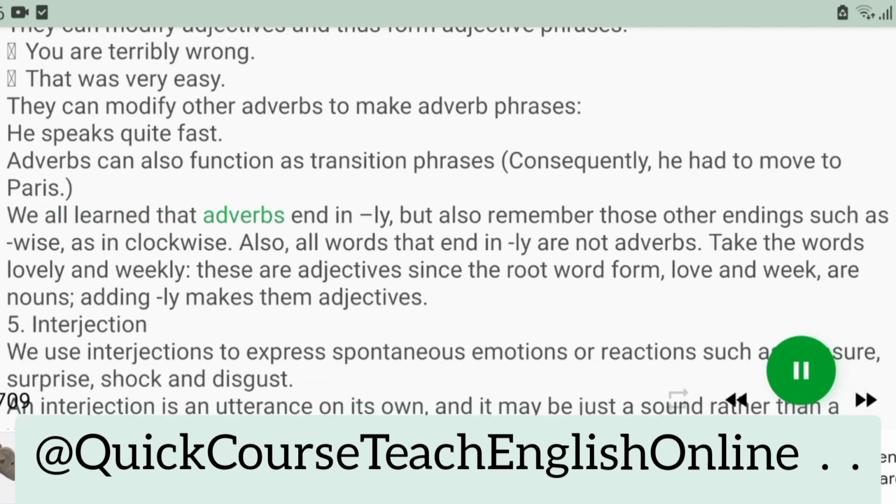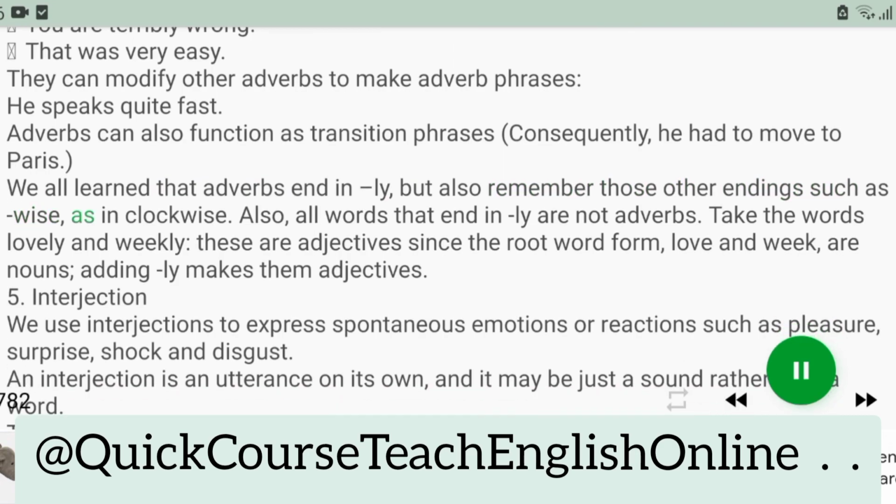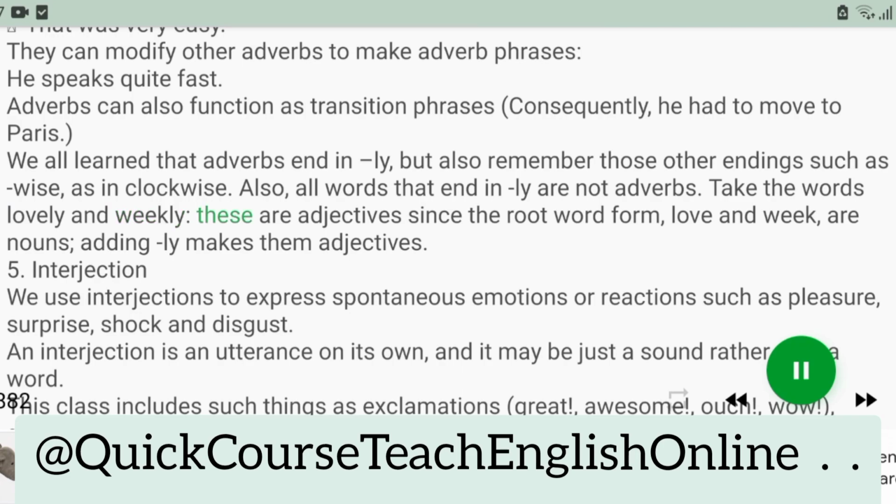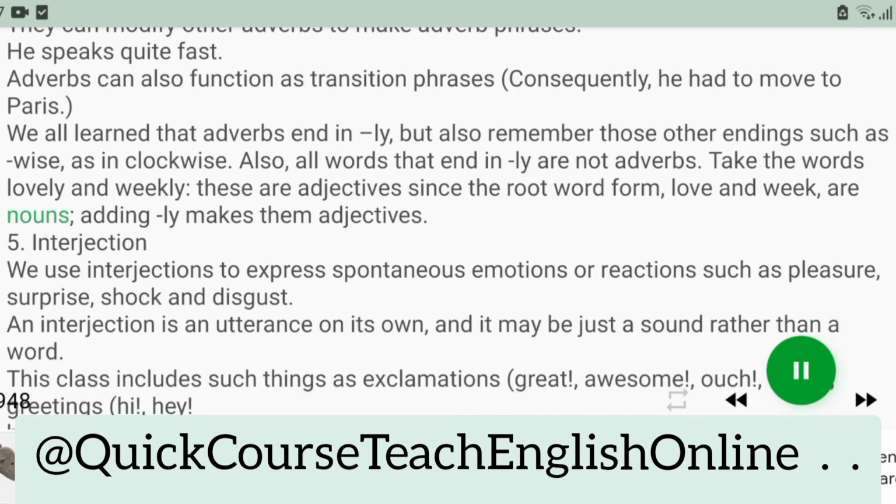We all learned that adverbs end in ly, but also remember those other endings such as wise, as in clockwise. Also, all words that end in ly are not adverbs. Take the words lovely and weekly. These are adjectives since the root word forms, love and week, are nouns. Adding ly makes them adjectives.